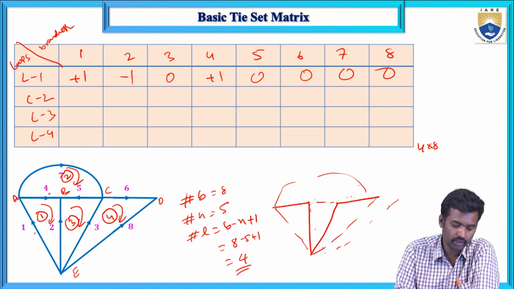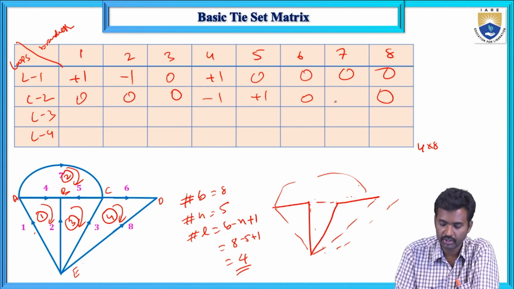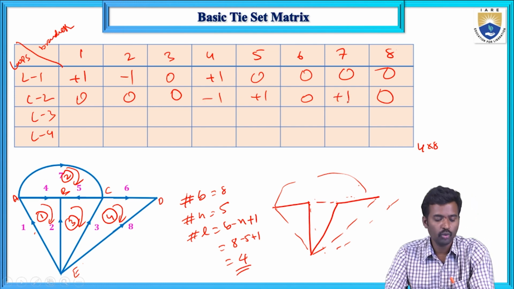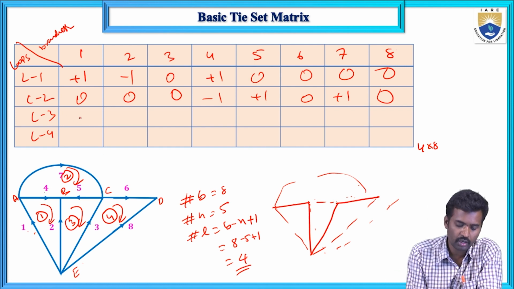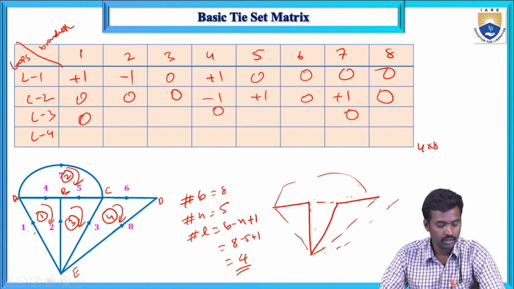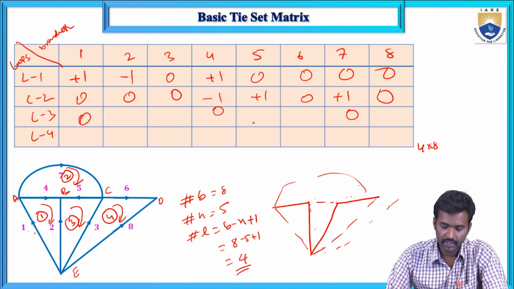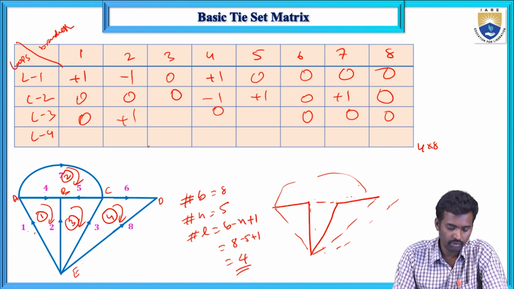Next, this second one: 1, 2, 3, 8 are 0, and 6 is also 0, and 4th is opposite, and 5th is plus 1 same direction, and 7th is same direction plus 1. And loop 3 direction: 1, 4, 7 are not associated, and 6 and 8 are not associated, and 2 is same direction plus 1, and 5 is minus 1, and 3 is minus 1.